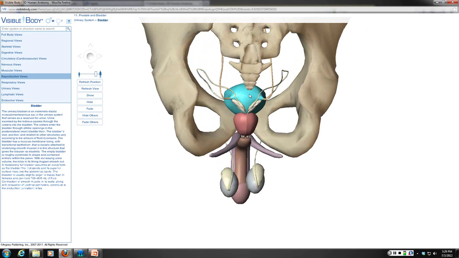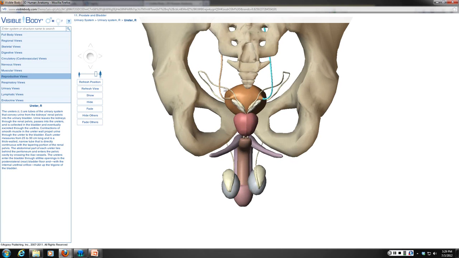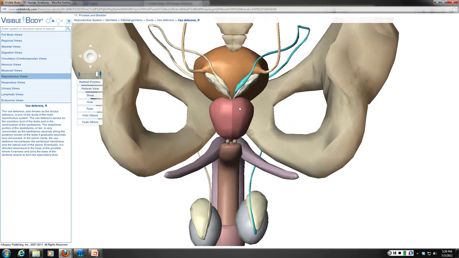So this is the bladder. So guess what these tubes are? That's your ureter on each side. Here's a vas deferens, here's a vas deferens. This is where it gets wider. Right in here, right in here. Here's your seminal vesicle on each side.